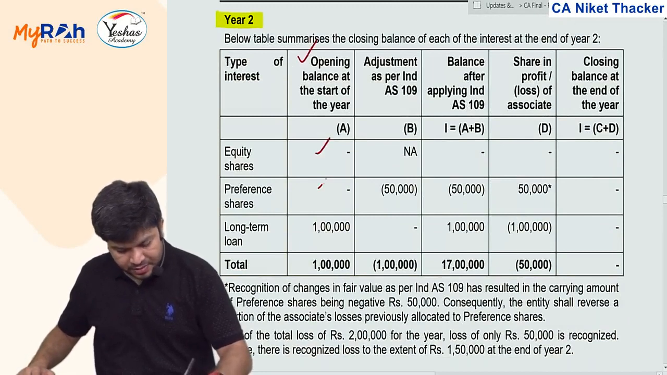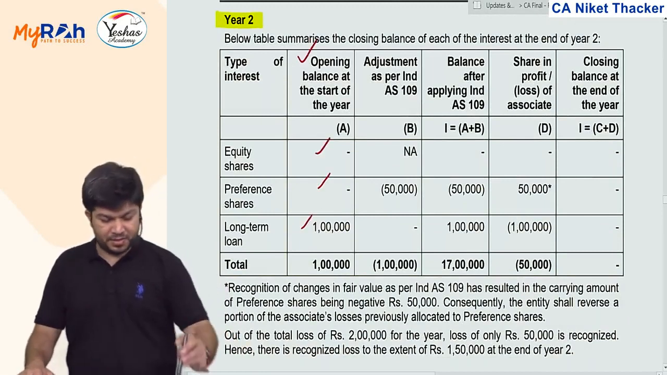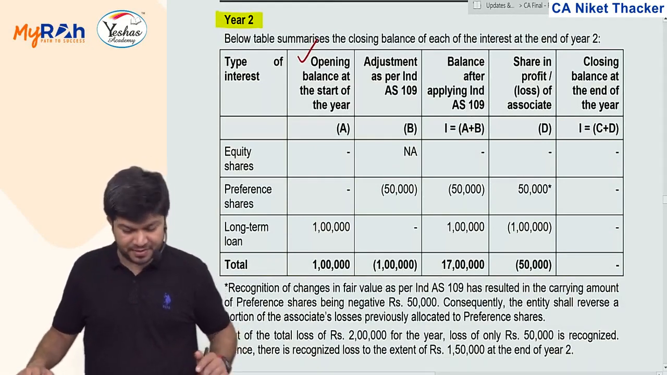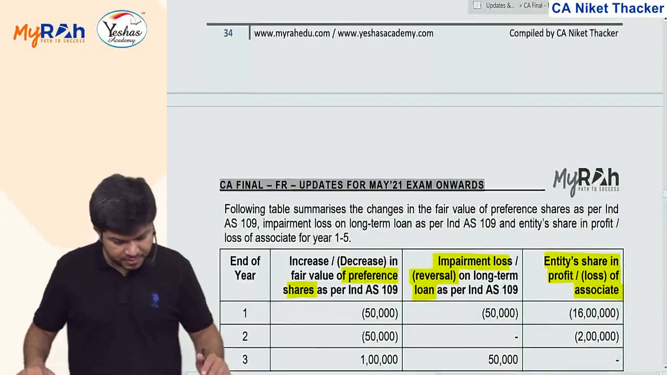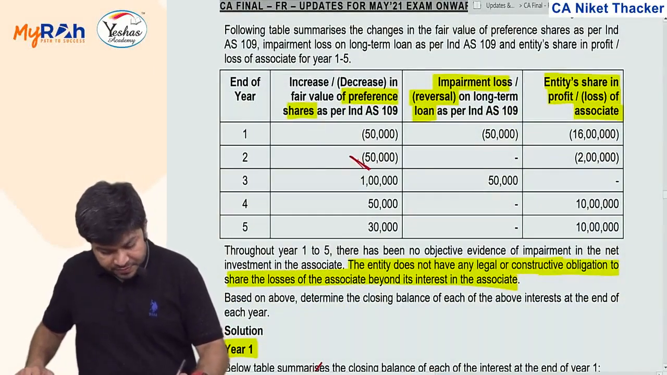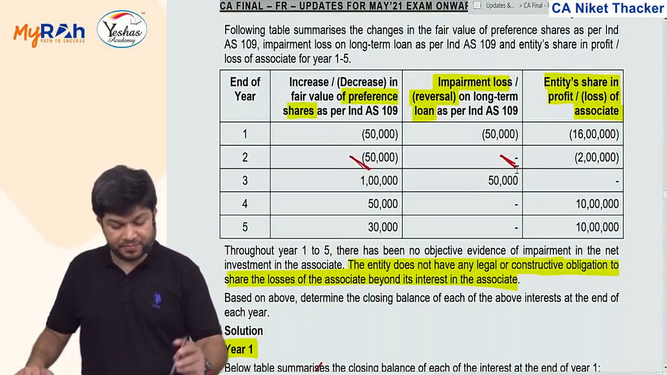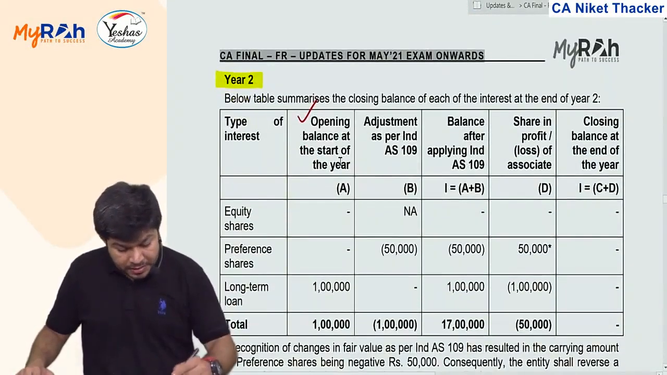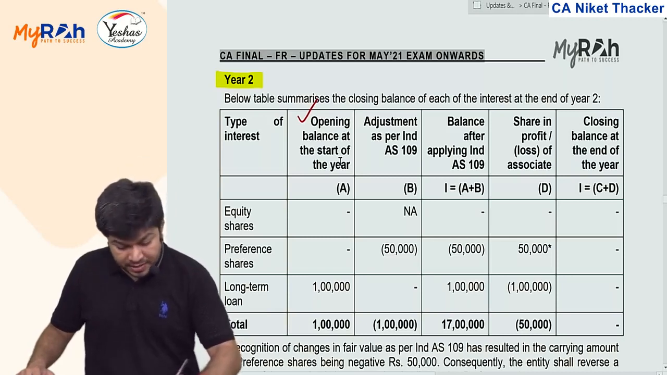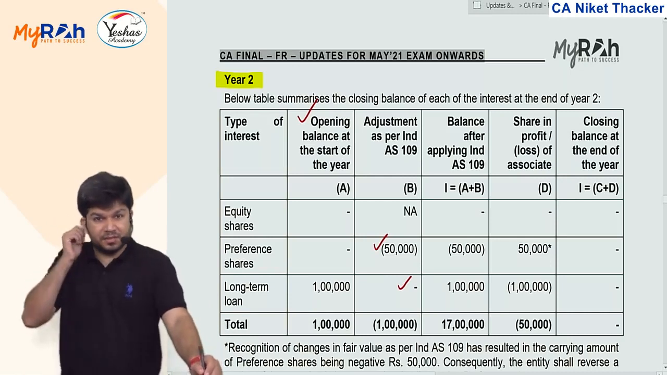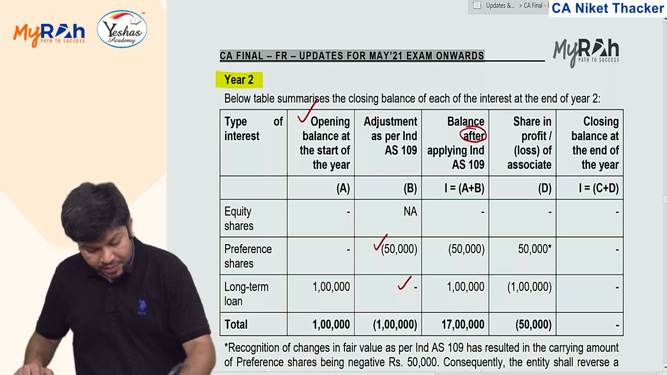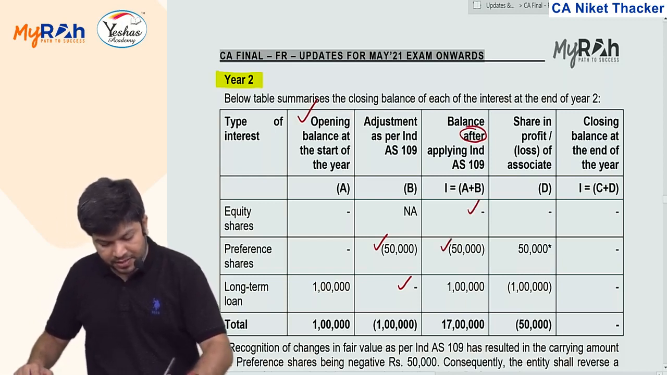Year 2, opening balance: nil, nil, 1 lakh. Now apply Ind AS 109 first. Preference negative 50, loans nil. Preference was nil, but Ind AS 109 gives negative 50. Loan is nil. So the balance after 109 is nil, negative 50 and 1 lakh.